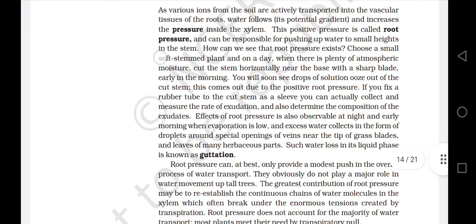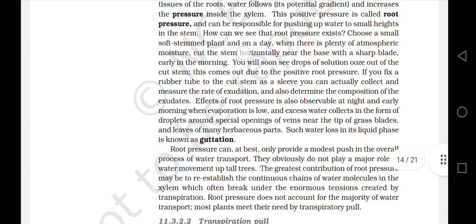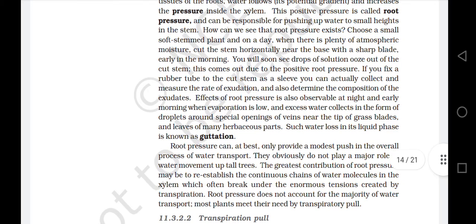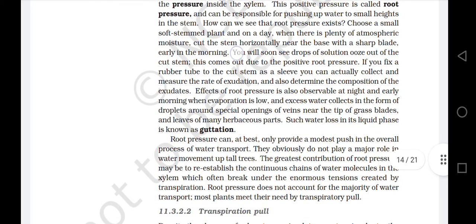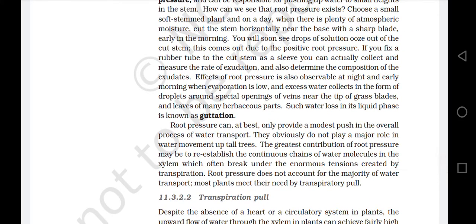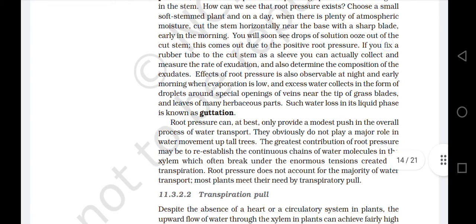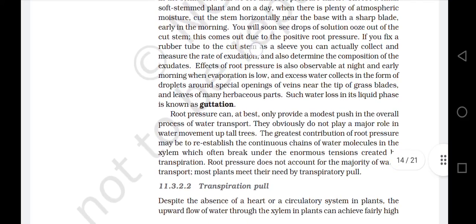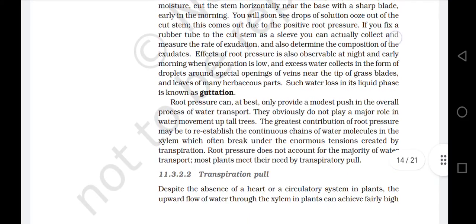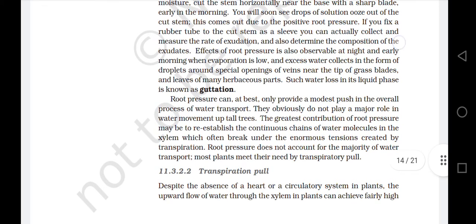Choose a small soft-stemmed plant and, on a day when there is plenty of atmospheric moisture, cut the stem horizontally near the base with a sharp blade early in the morning. You will soon see drops of solution ooze out of the cut stem. This comes out due to the positive root pressure. If you fix a rubber tube to the cut stem as a sleeve, you can actually collect and measure the rate of exudation and also determine the composition of the exudate.